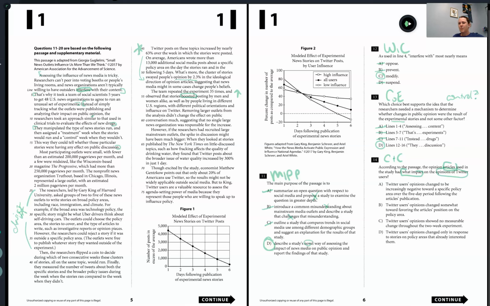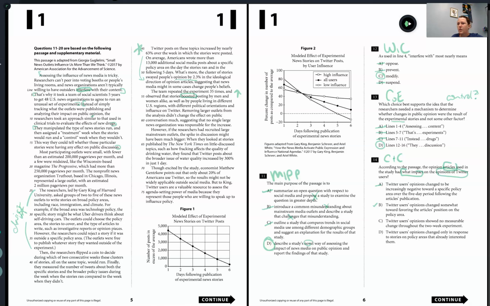Number 11, we're looking for that impact of articles on the opinions of Twitter users. We saw their opinion was swayed by 2.3%. Twitter users' opinions changed to be increasingly negative. All right, so we don't see any discussion of negative. Twitter users' opinions changed somewhat towards favoring the article's position on the policy. Okay, somewhat, that's 2%. Favoring the article's position on the policy area, let's double check. In the ideological direction of the opinion article, so B feels pretty good.